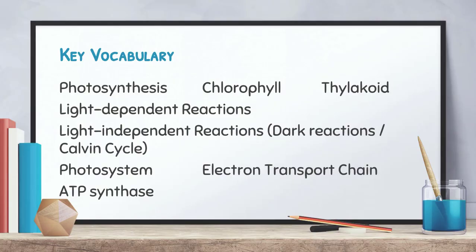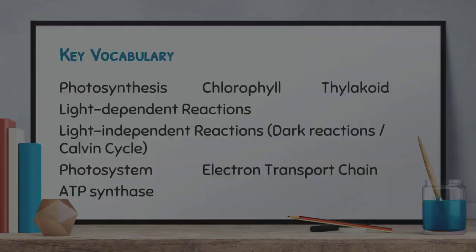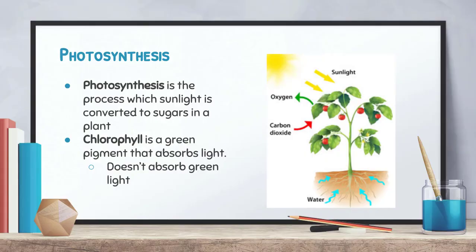We've got quite a few different vocab terms here: photosynthesis, chlorophyll, thylakoids, light-dependent reactions, light-independent reactions, photosystem, electron transport chain, and something called ATP synthase. So let's talk a little bit about the process of photosynthesis.